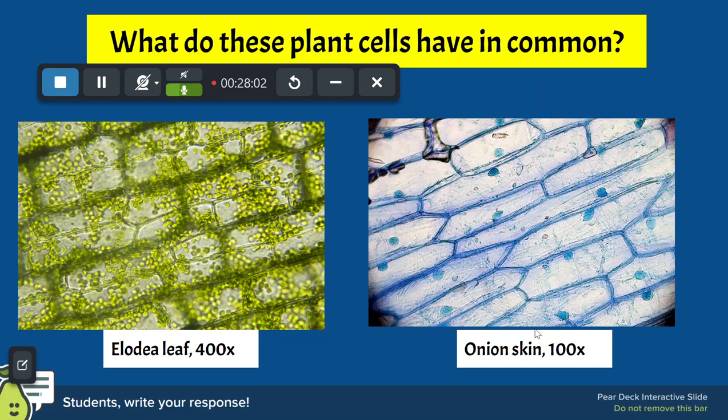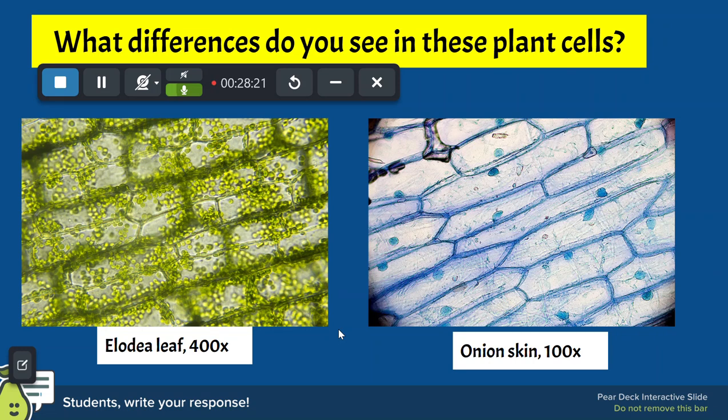Okay, so what do these plant cells have in common? They're both plant cells. They both have a nice structure from that cell wall. And they definitely both have cytoplasm, a cell wall, a cell membrane. And you can definitely see the nucleus in the onion skin. It's harder to see the nucleus in the Elodea. So those are some similarities.